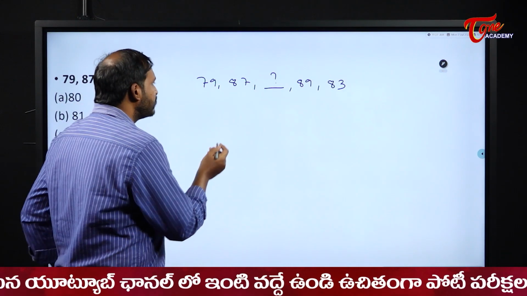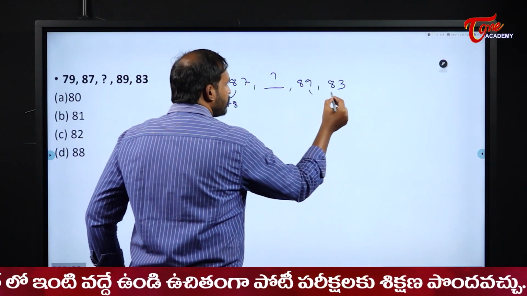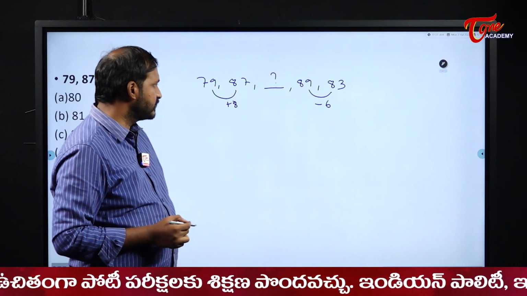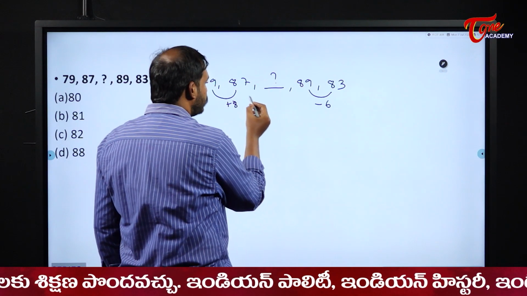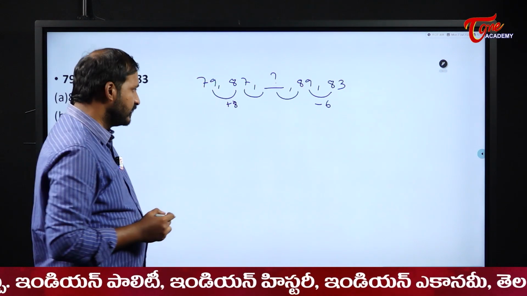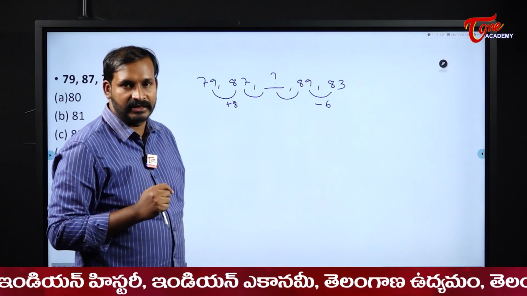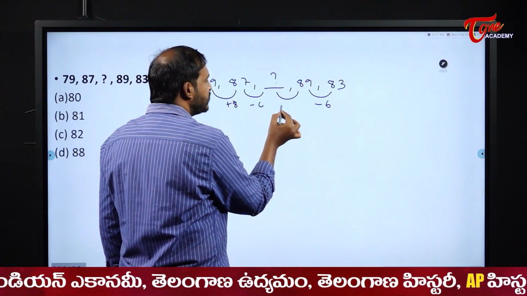So, let us try to write the relation here. From here to here, what is happening here? Plus 8. From here to here, minus 6. Plus 8 and minus 6. So, think that if it is happening on alternate times, here two logics should be there, right? Yes, sir. So, plus 8 and minus 6 are the two things which we have observed here. So, if I think one time plus 8, one time minus 6, is it possible or not?